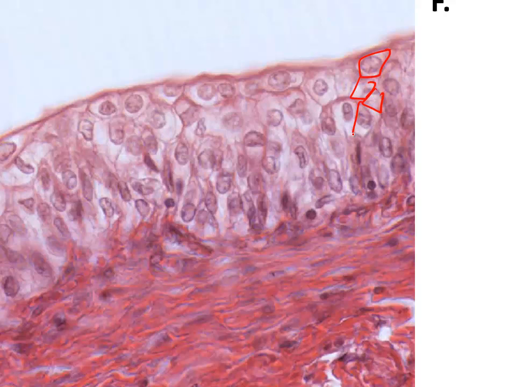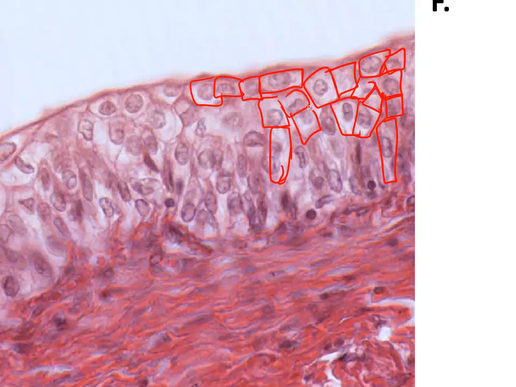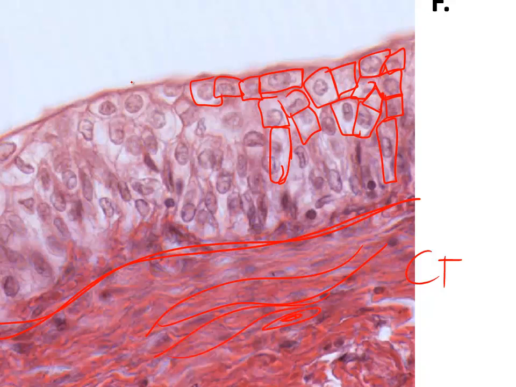Okay, in this one, again, we see multiple shapes. We see cubes and columns, so that gives us what we call transitional. And since it's multiple cell layers thick, we probably should just call it stratified transitional. We also see the separation between the connective tissue. Connective tissue, again, collagen and fibroblasts, some elastin.